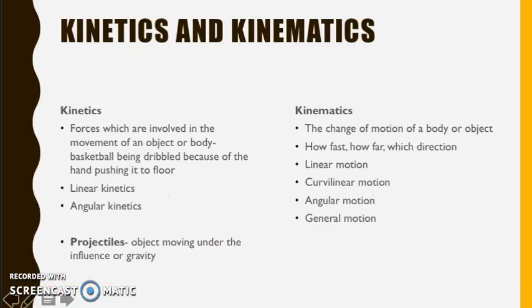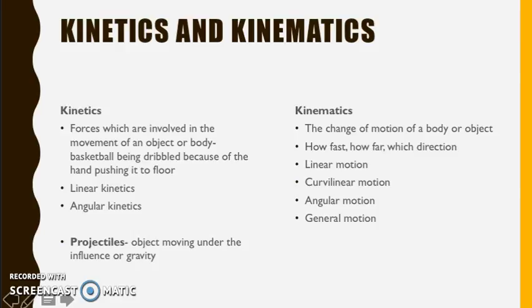So, kinetics are the forces that are involved in moving an object or body. For example, in basketball, the ball only moves because of a force from a hand pushing it towards the floor if you're dribbling it. Kinetics involve both linear and angular kinetics. Linear kinetics include rectilinear and curvilinear and are force, gravity, mass, and weight. For example, the force projected on a basketball causing it to bounce.